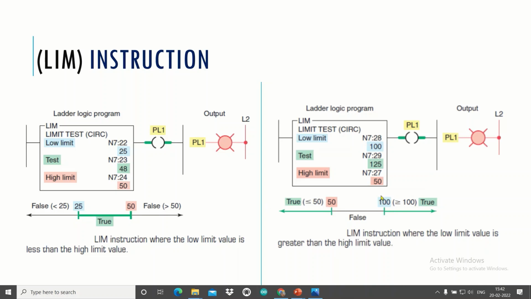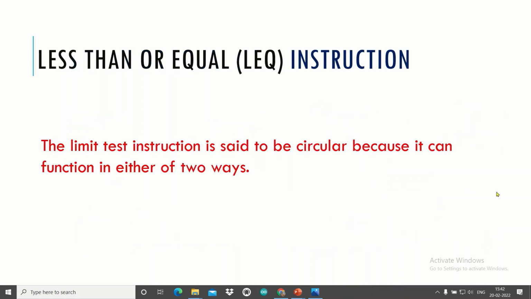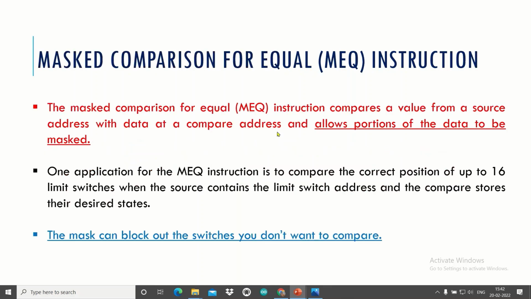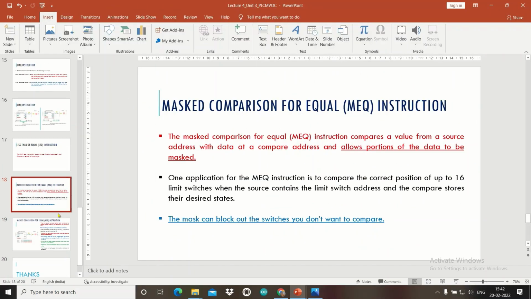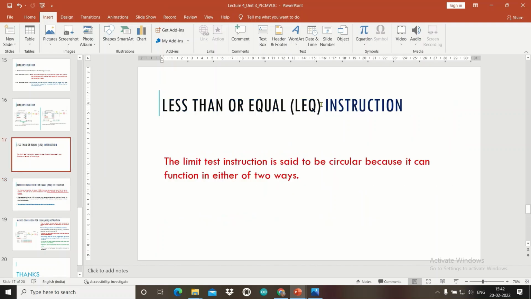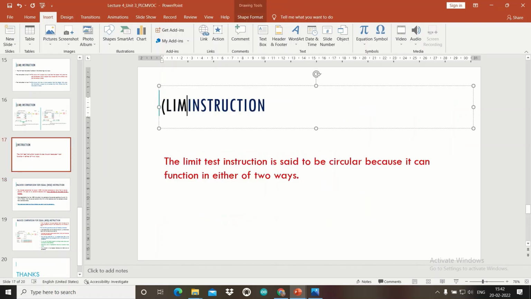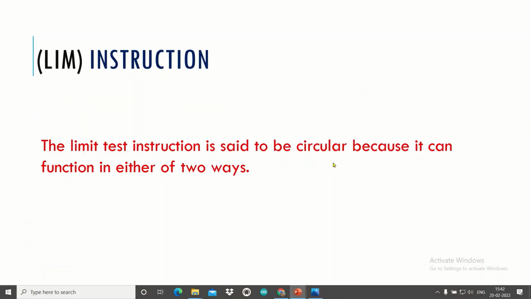So the limit instruction can be used in both cases. Now you see, the limit instruction is said to be circular because it can work in either of two ways that we have just seen. Again, there is this problem. While I prepared this lecture, I think I was not much attentive. So this is one important concept, that this limit test instruction is always a circular instruction because it can function in both ways, as we had already seen.